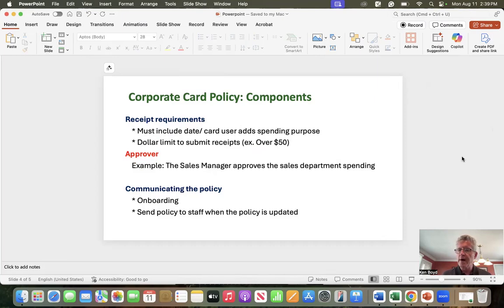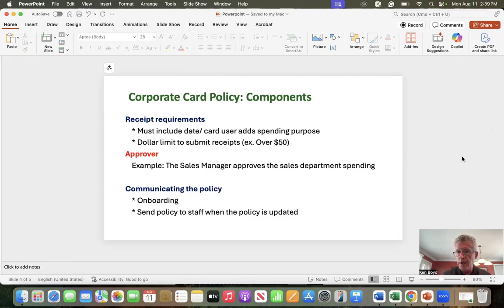Receipt requirements, we've got to include the date. We also need to know the reason for the spending, what was the purpose, and the dollar limit for submitting receipts. Maybe it's every receipt over $50, we need a physical receipt. If the spending's below 50, we don't need one. Who's the approver? The sales manager approves the sales department's spending for all the salespeople, for example.